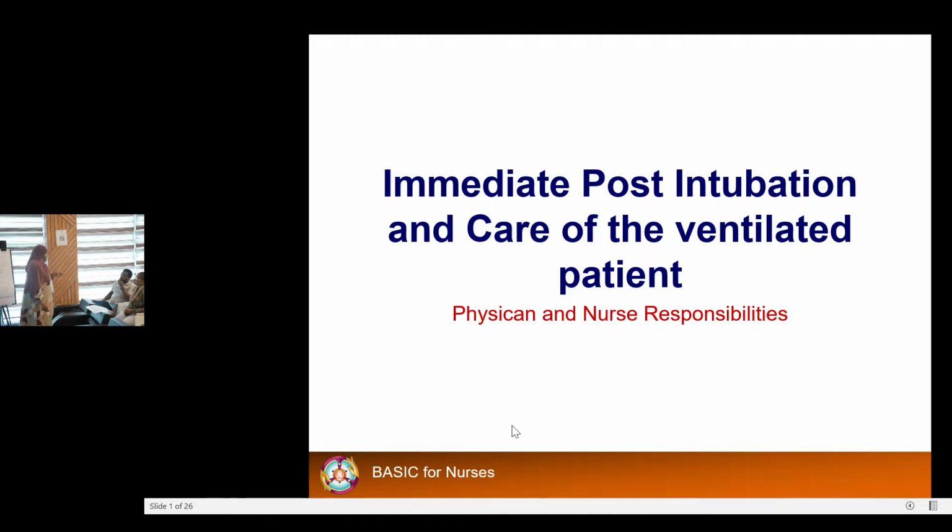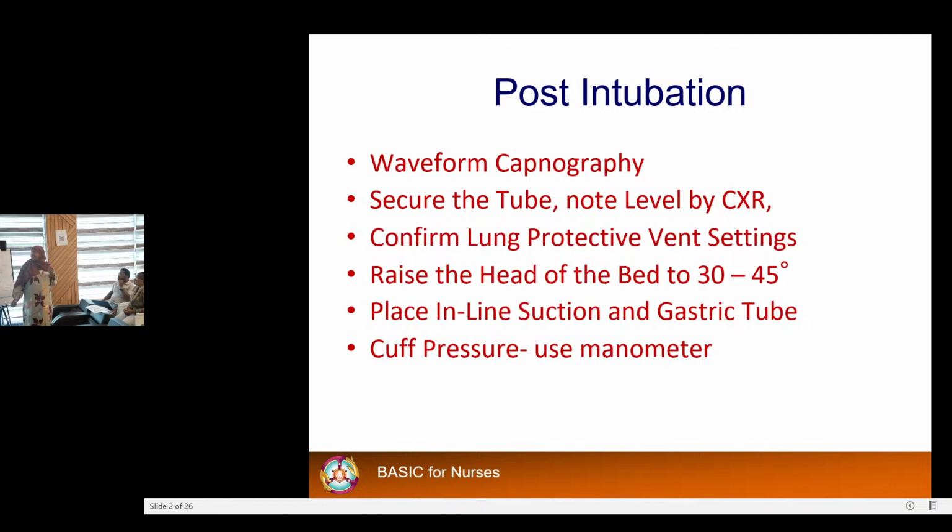Okay. You check the end-tidal carbon dioxide waveform. You confirm the tube position by chest X-ray. Head of the bed should be up, approximately 30 to 45 degrees. What other issues do you have to take care of in your patient? Before you put the patient on the vent, what other bedside preparation is important in this intubated patient? Practical things that you make sure are there.